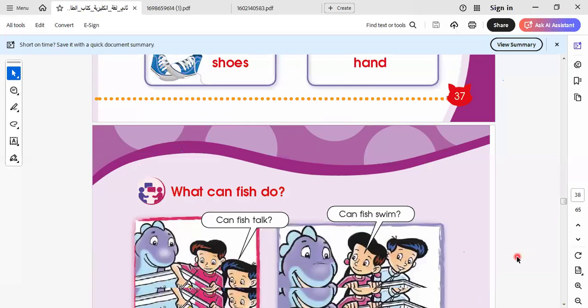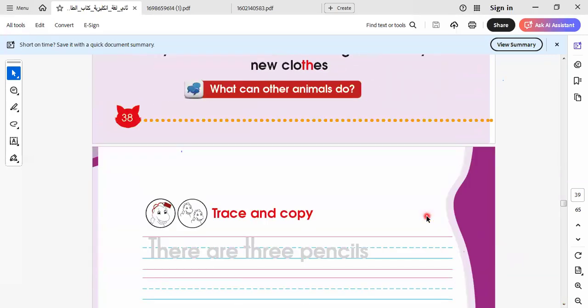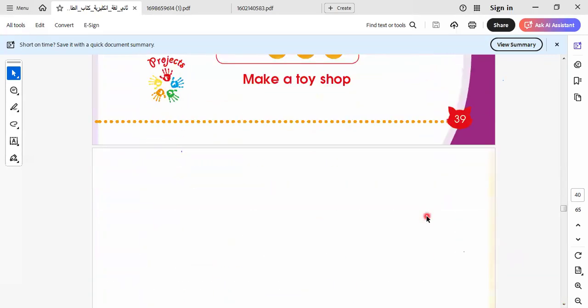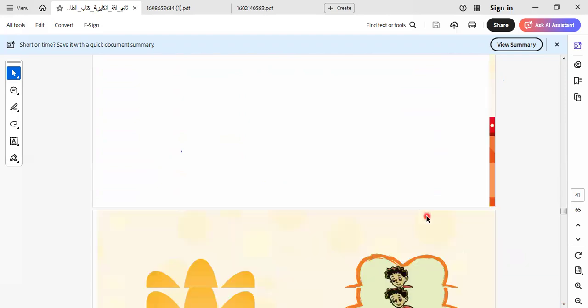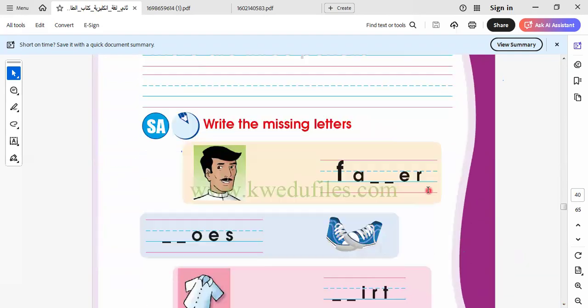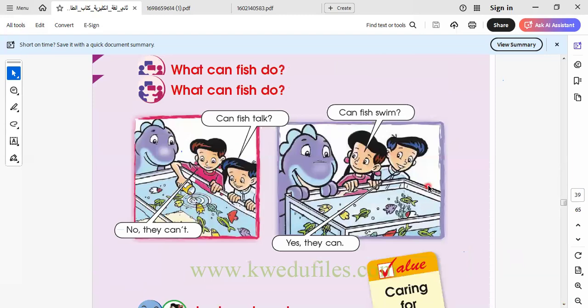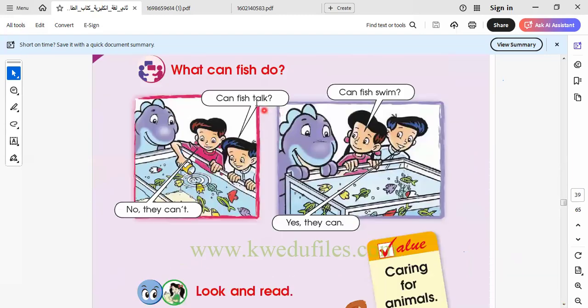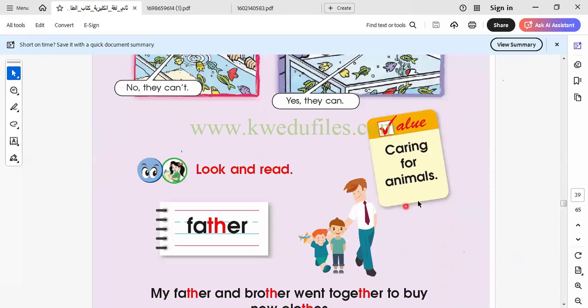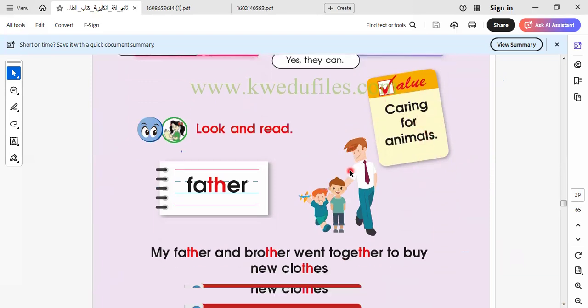We have another one here before I end this unit. Let's continue the rest of the unit, then we make a revision from the booklet. Here we say what can fish do? So here I ask about fish. Can fish talk? No, they can't. Can fish swim? Yes, they can. So here we say caring for animals. This is the value that we learn from this unit, to take care of animals.